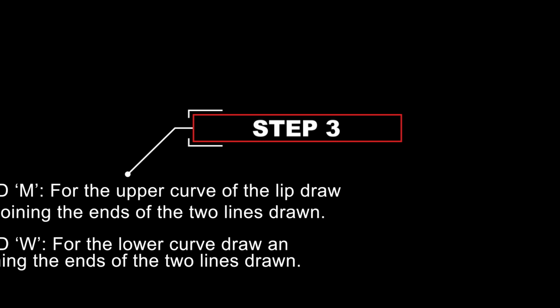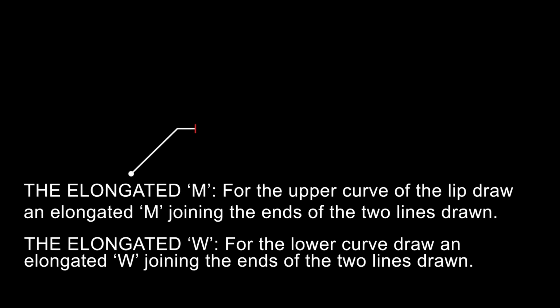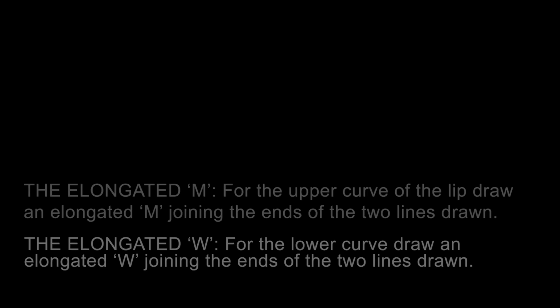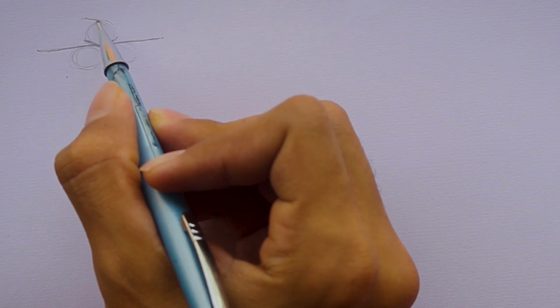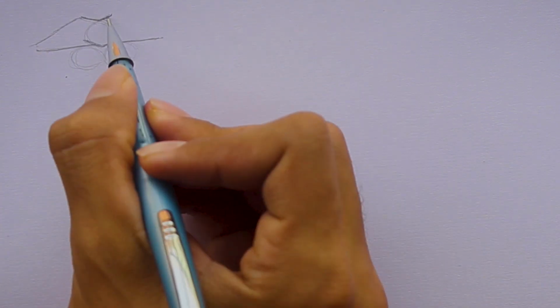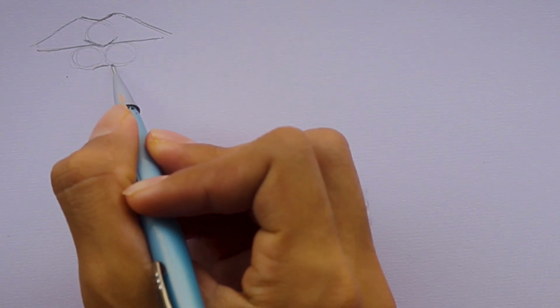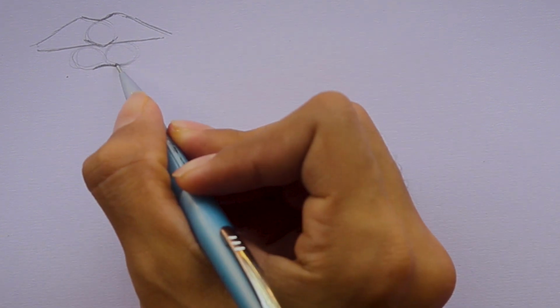Step 3. The elongated M. For the upper curve of the lip, draw an elongated M joining the ends of the 2 lines drawn. Also, the elongated W. For the lower curve, draw an elongated W joining the ends of the 2 lines drawn.